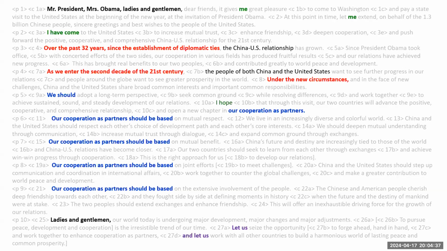"Our cooperation as partners should be based." There is a continuous thematic progression. First it begins with "this is, we should, our cooperation as partners." That is the focus of the first paragraph here. And then it is carried on and developed here. It is a combination of linear and continuous thematic progression.